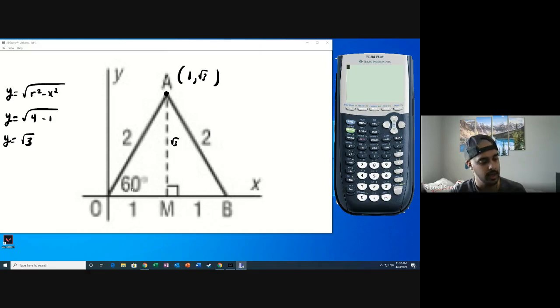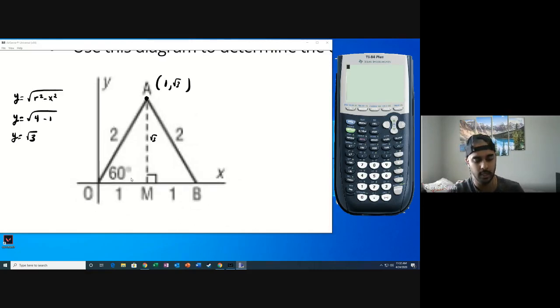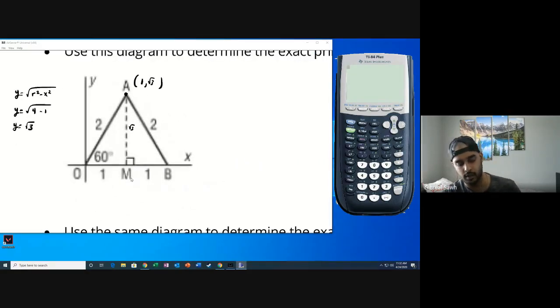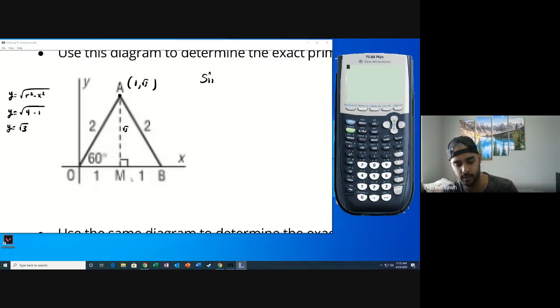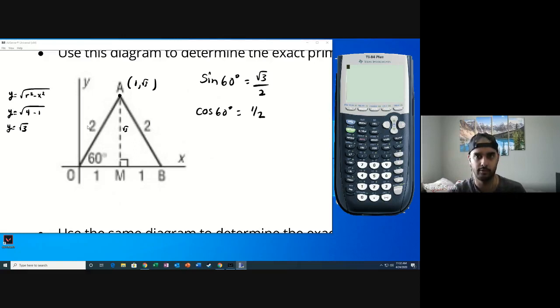Okay, so let's talk about those trig ratios. Let me make sure I get them correct. I'll keep my notes here. Let's do sine first: the sine of 60 degrees. With my 60, I'm looking for the opposite divided by the hypotenuse. So I can take my root 3, divide it by 2. This is going to be the exact value of the sine of 60 degrees. We can do the same thing for cosine of 60. That means we take our x-coordinate of 1, divide it by our hypotenuse. Cosine of 60 is actually 1/2 or 0.5.